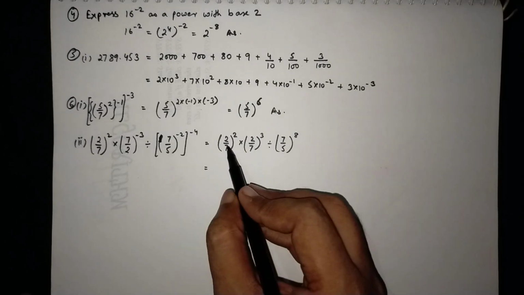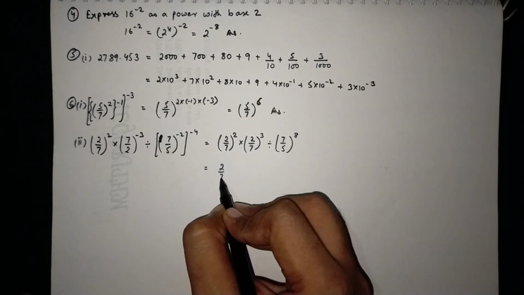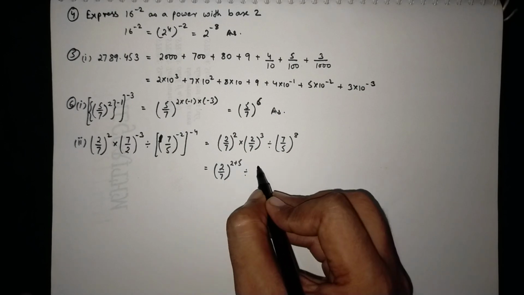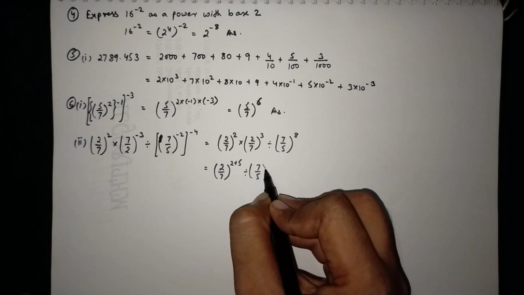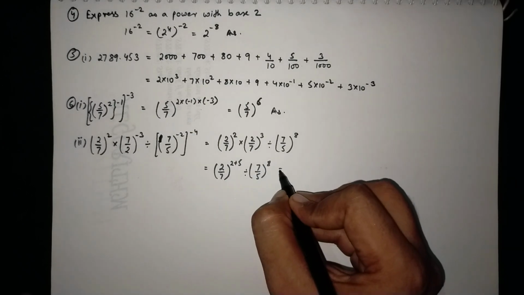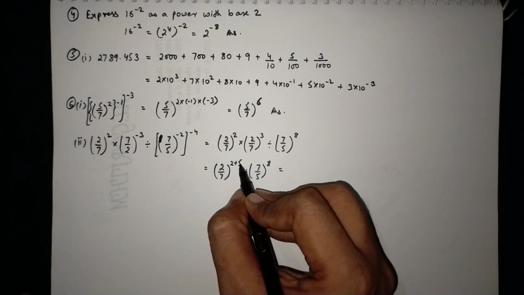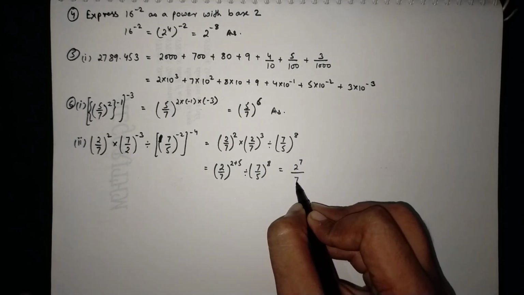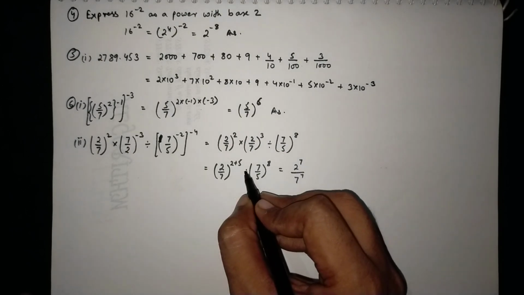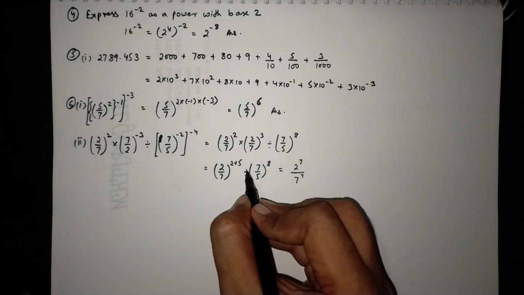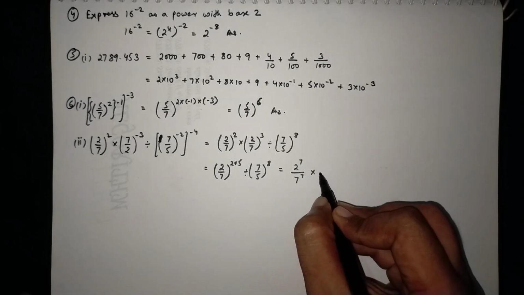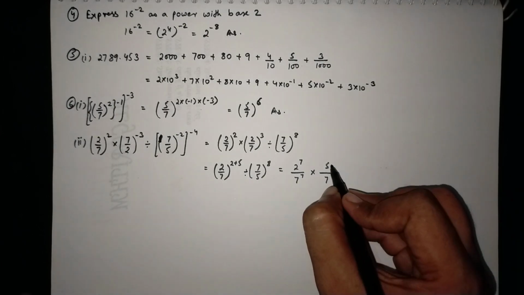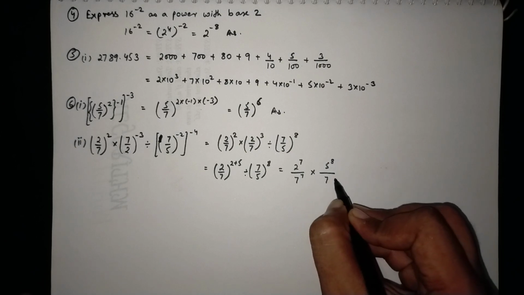Then solve this one, that is (2/7) to the power 2 plus 5, divided by (7/5) to the power 8. And this can be written as 2 plus 5, that is 7. So 2 to the power 7 upon 7 to the power 7. We can make a reciprocal of this with the help of this division sign, and you will be getting 5 upon 7, and this power will be distributed to both of it, that is 8 and 8.